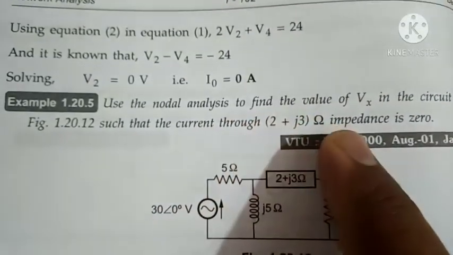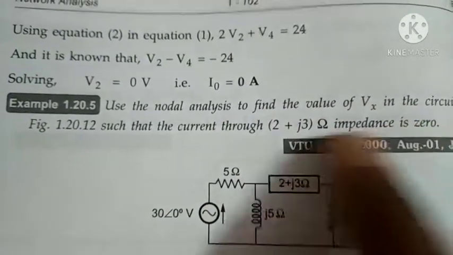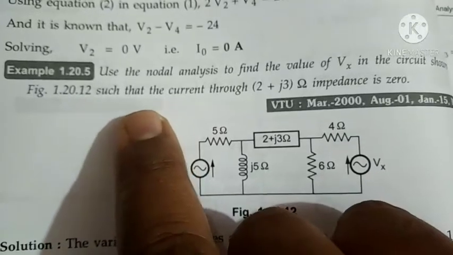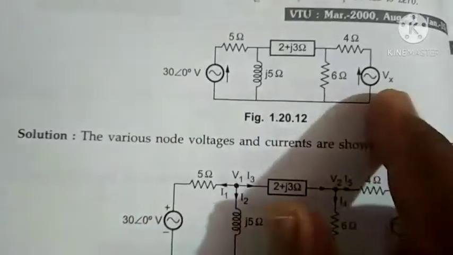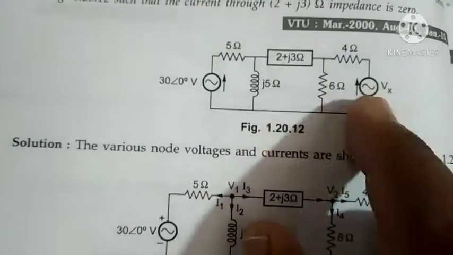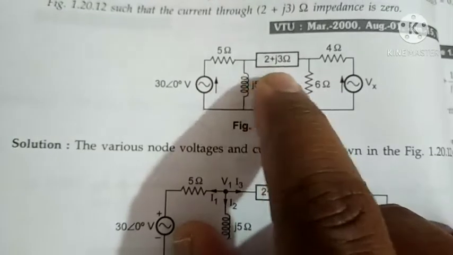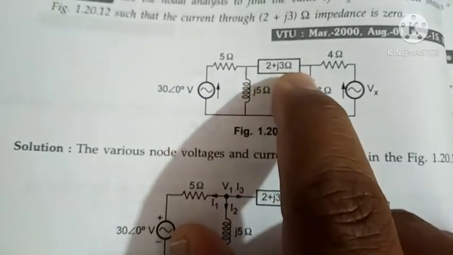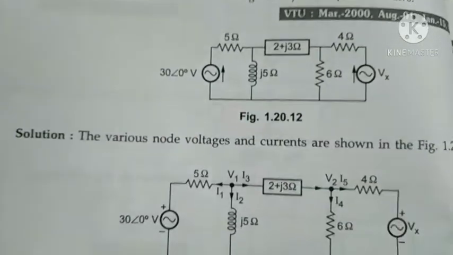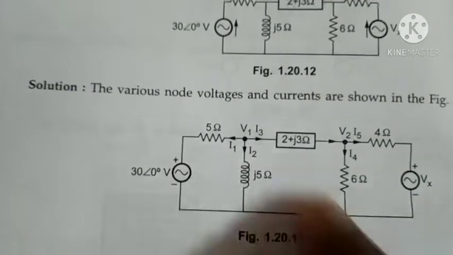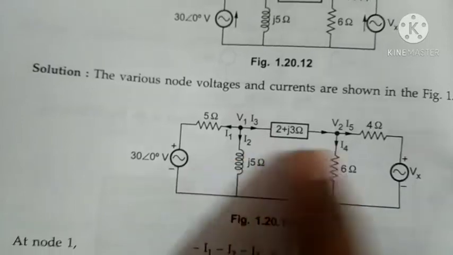Use node analysis to find the value of Vx in the circuit shown in the figure such that the current through the 2 plus j3 ohm impedance is 0. Here they have not given the value of this voltage. Instead, they have told that the current passing through this 2 plus j3 ohm is equal to 0. So now let us apply the node analysis. We will calculate V1, V2 and other things.